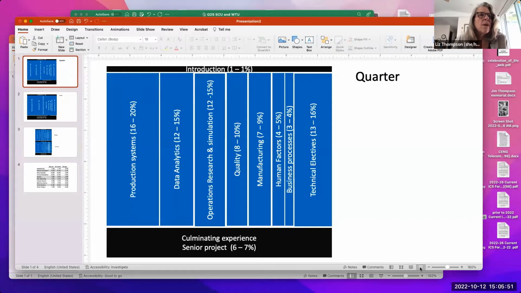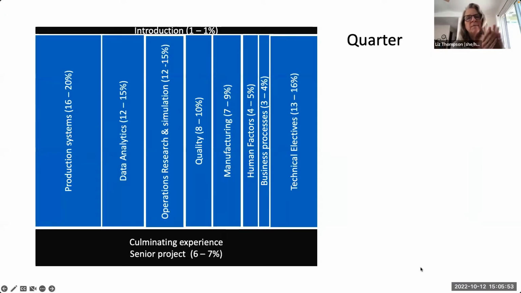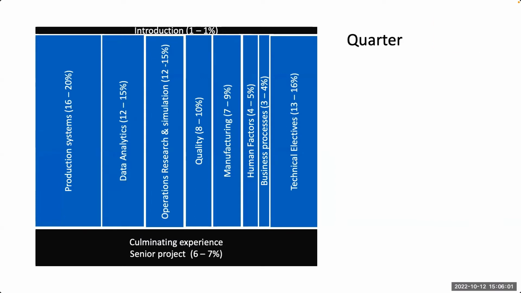Okay. So can you see my desktop that has this black and blue thing on it? Okay. Yep. So what we did is we looked at our curriculum as there's an intro class, and then there's the culminating experience, which is our senior project. And then there's topics, this is all industrial engineering. So topics we cover in industrial engineering.